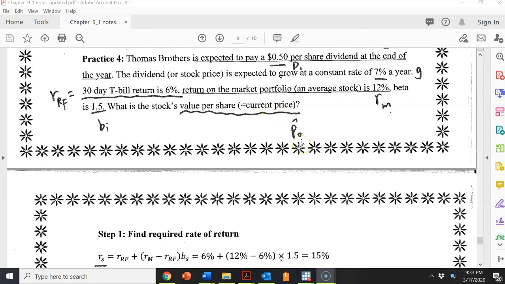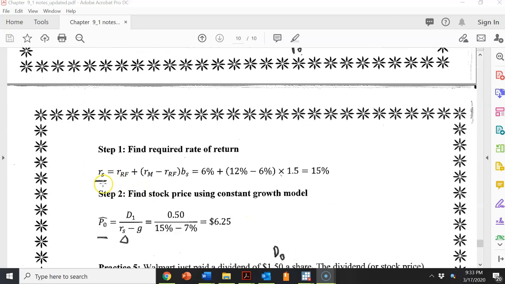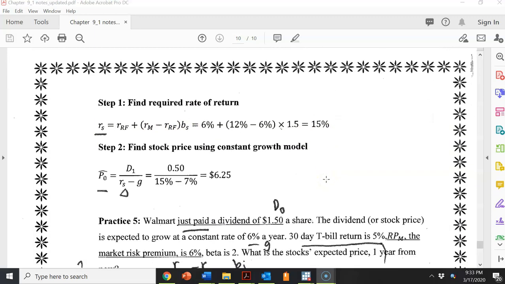P0 hat. Again, here we want to use the constant growth model and use D1 and G to calculate P0, but we don't know R. However, we know the risk-free rate, beta, and RM, so we can use CAPM to solve for RS first. CAPM: RS equals the risk-free rate plus market risk premium multiplied by beta. Plug the numbers in, we get 15%. P0 becomes D1 over RS minus G. Plug the numbers in, we get 6.25.